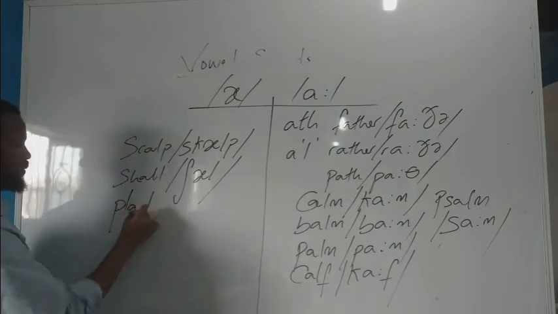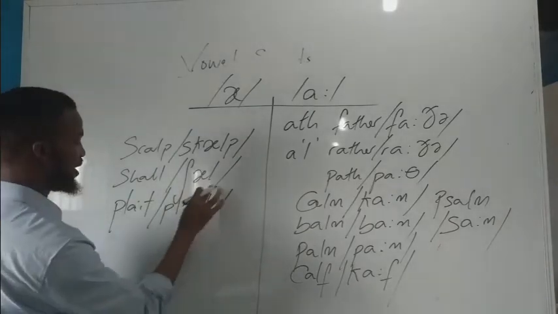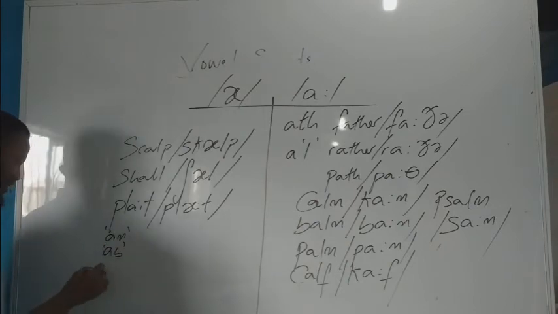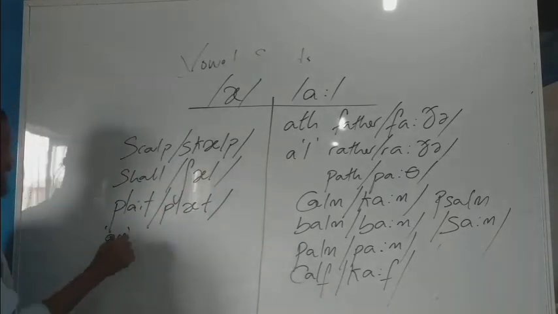For example, PLAIT is pronounced as flat. Flat. So other sounds, if I have AM, it's going to be here. AM falls here. AB, AT, and so on. Aside the ones I'm speaking about there, the ones here give us short sound.